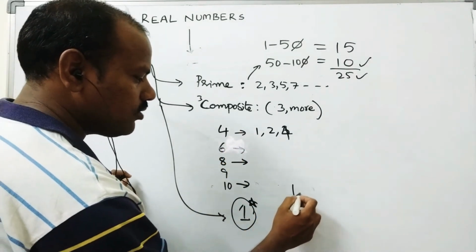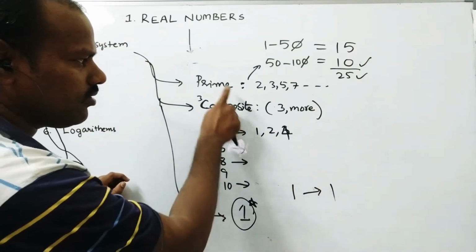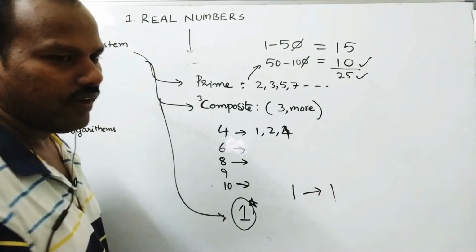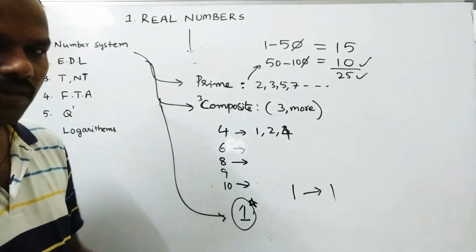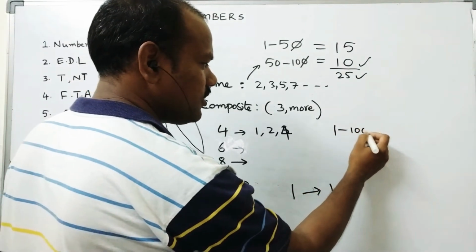So it has no 2 factors, it has only 1 as a factor. So that is why it is not a prime. And it is also not a composite because it doesn't have 3 factors. So one is called neither prime nor composite. From 1 to 100, let us see some statistics here.